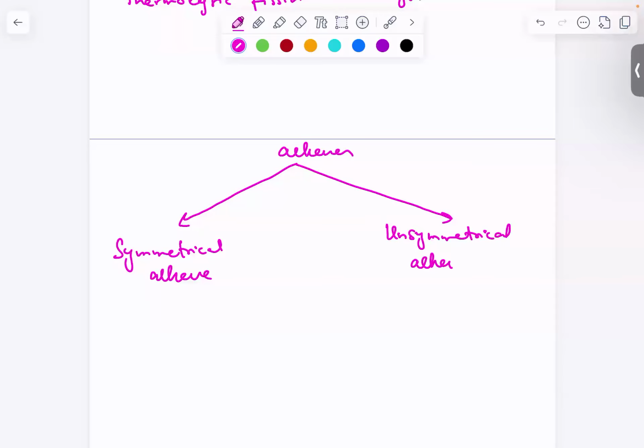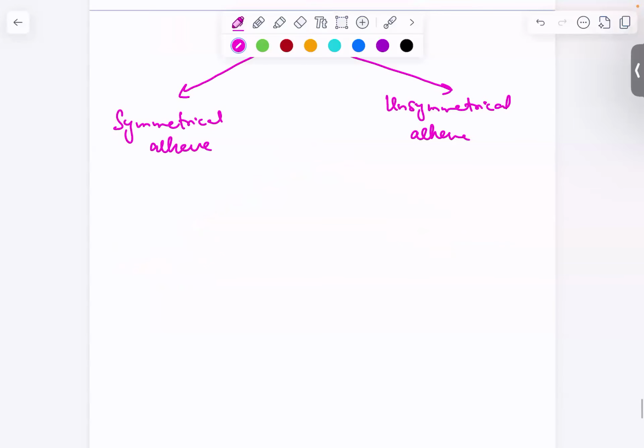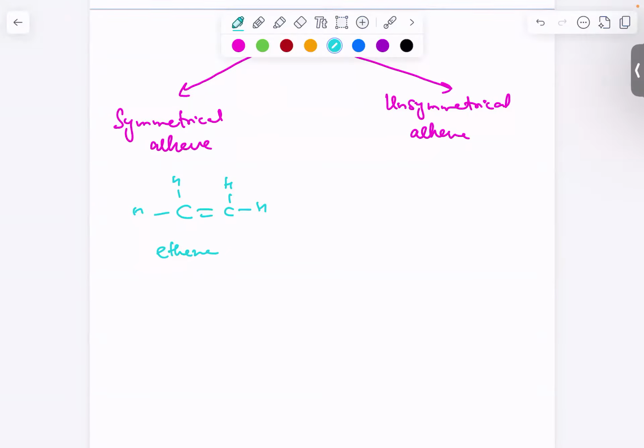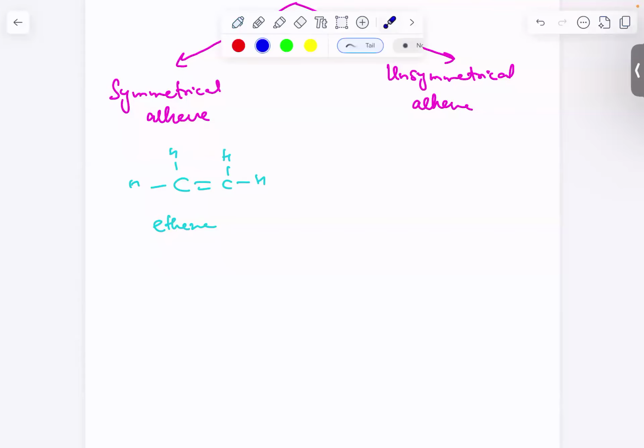Now, as indicated by the name symmetrical alkene, what is the meaning of symmetrical alkene? Let me make this CH2. Now, this, which is ethene, is an example of symmetrical alkene. What is the meaning of symmetrical alkene? Symmetrical alkene means that around the double bond, the number of hydrogen atoms towards both the sides should be the same along with the carbon.